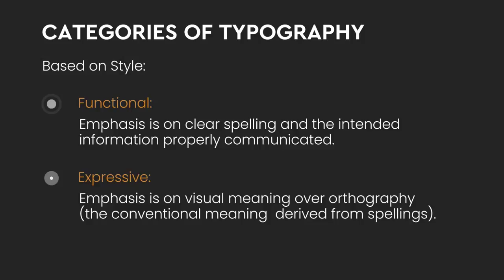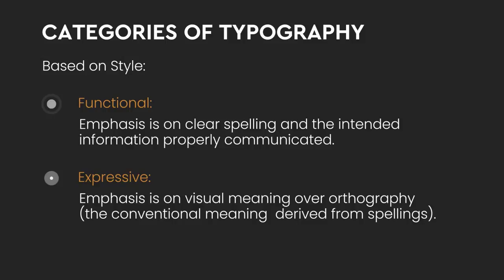Now, for functional typography, the emphasis is on clear spelling and intended information being properly communicated. Whereas in expressive typography, we are taking typography as not just letters that come together to form words so that we form spelling. Rather, we approach each of them as an art, a visual element we can use to pass our message across. So I said here, the emphasis is on visual meaning over orthography, that is, the conventional meaning derived from spelling.